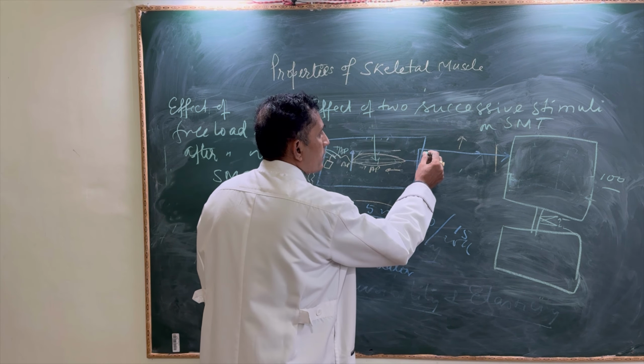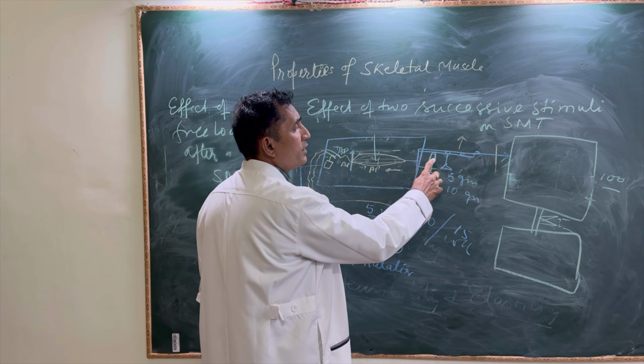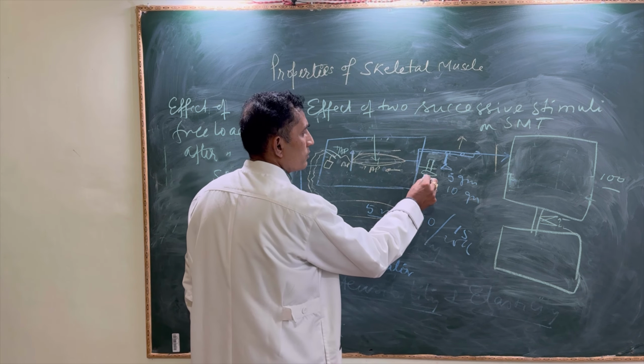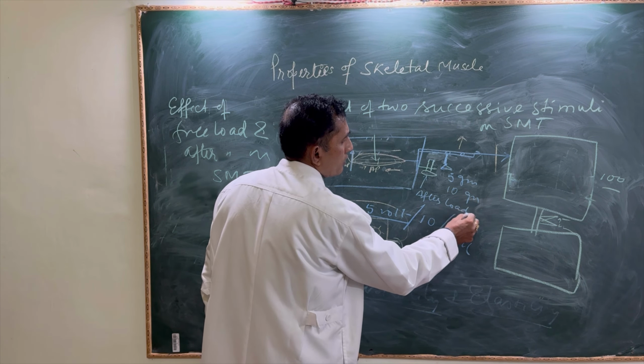Now try to understand, if this screw is touching this, then the lever is not free from the load. But if it is free from this, then we can say the load is applied to the muscle before contraction. So in this experiment, this screw is called the afterloaded screw. This screw is free from the lever.